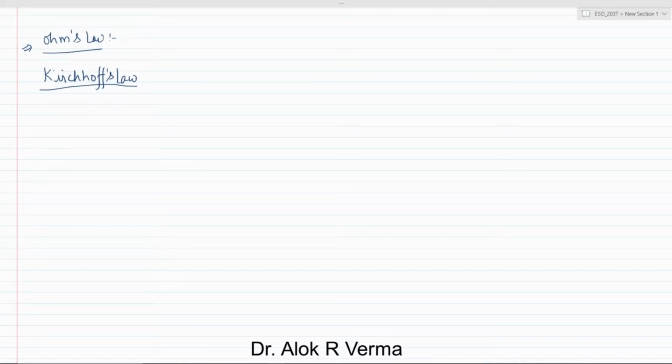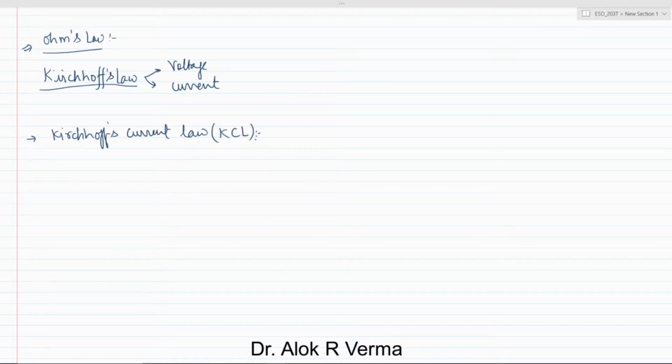Kirchhoff's law provides two variants, you can say. One is for voltage and one is for current. One by one we will see what I mean. First we'll see Kirchhoff's current law, which is nothing but the KCL.